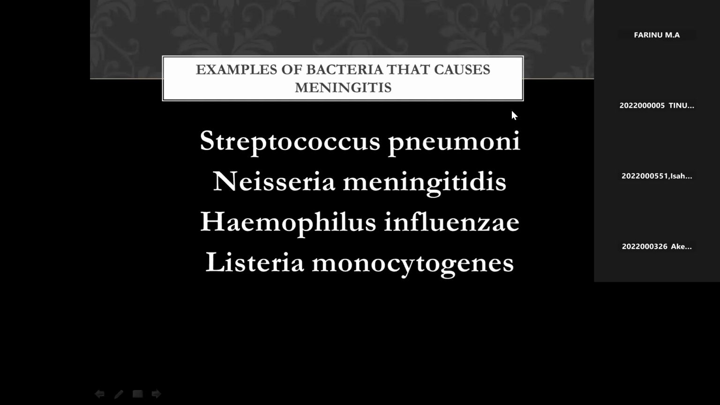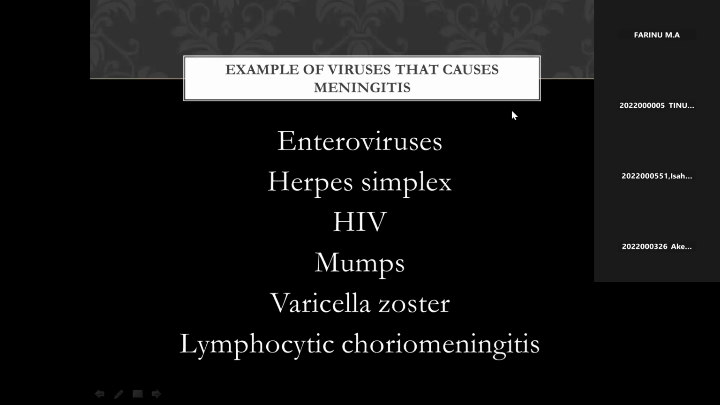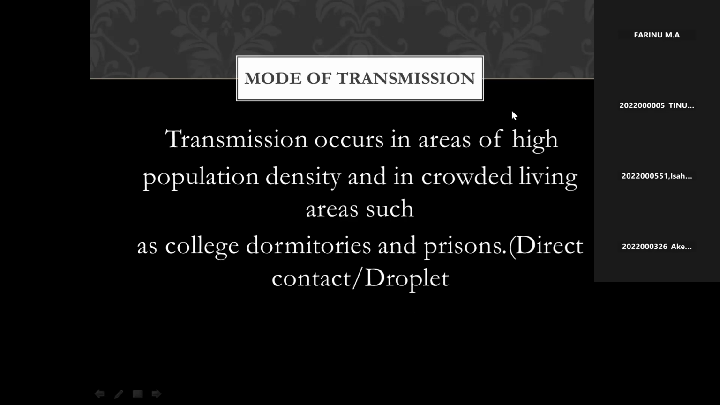So these are the examples of bacteria that cause meningitis. We have Streptococcus pneumoniae, Neisseria meningitidis, Haemophilus influenzae, Listeria monocytogenes. Then examples of viruses, I just listed a few, we have a lot of them. We have enteroviruses, herpes simplex. Yes, HIV virus can also cause it, mumps, varicella zoster, the one that causes shingles, then lymphocytic choriomeningitis. Take note of this, please.